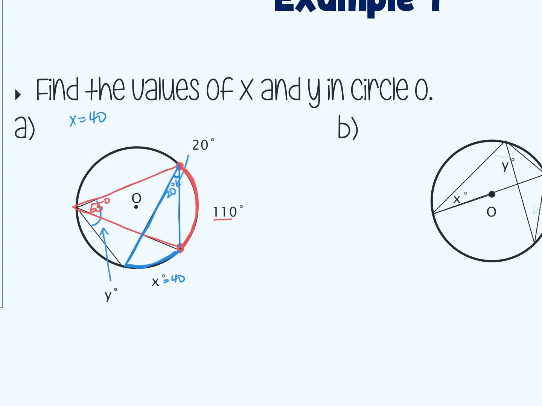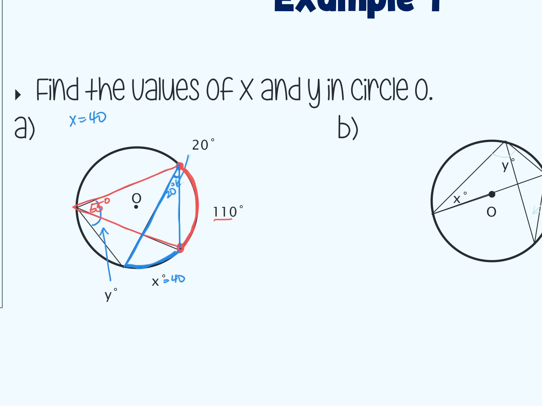Because again, that arc is double the other one. So now I'm starting to get the hang of this, right? What else could I do here? What other angles do I know? Did I learn another theorem in this section that would help me?